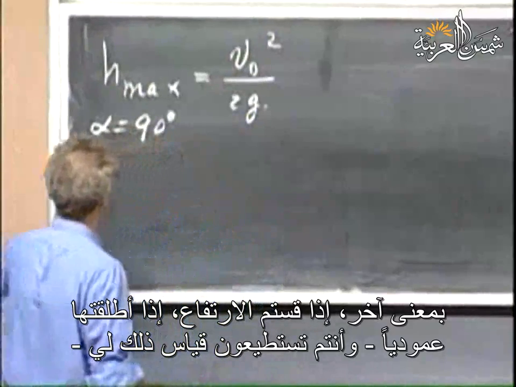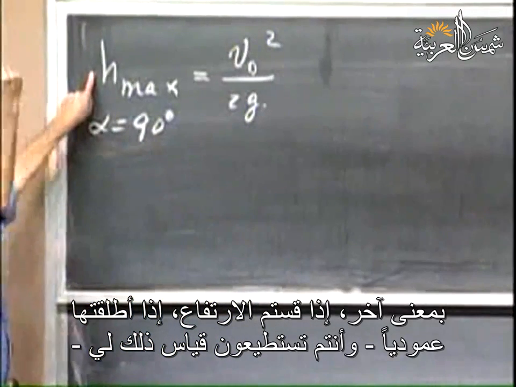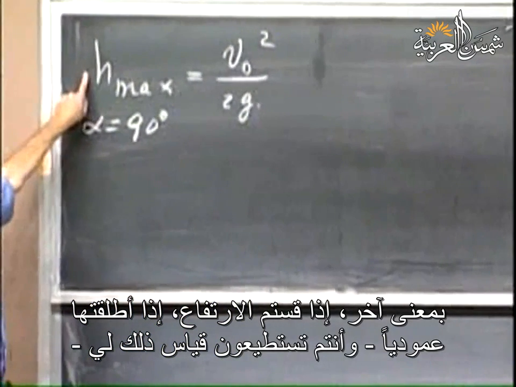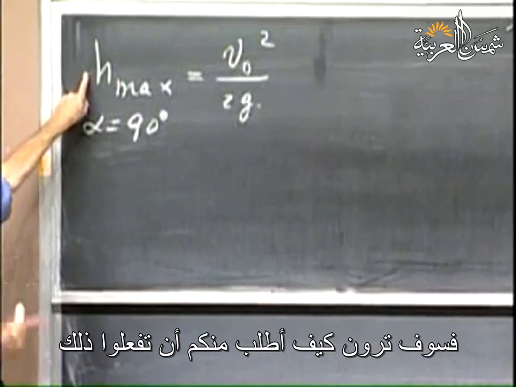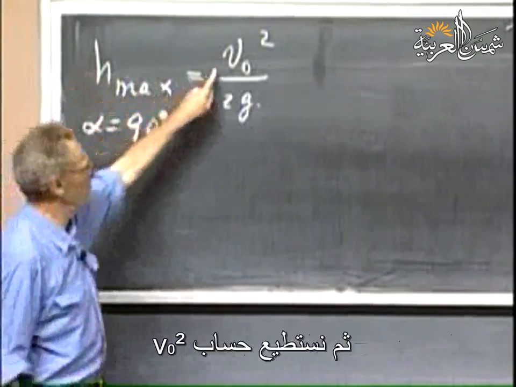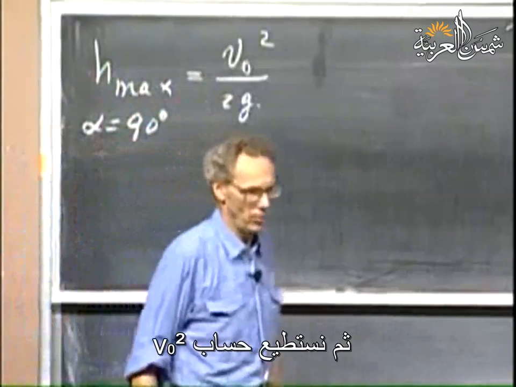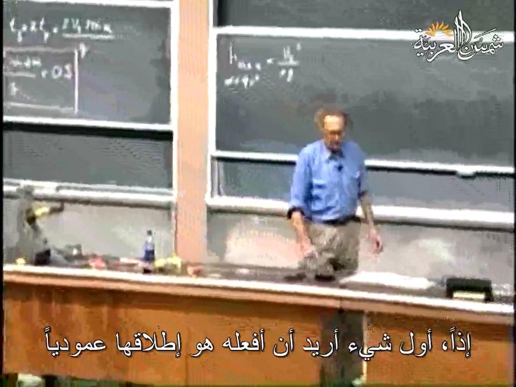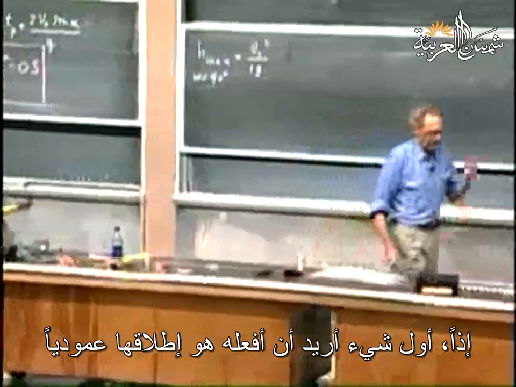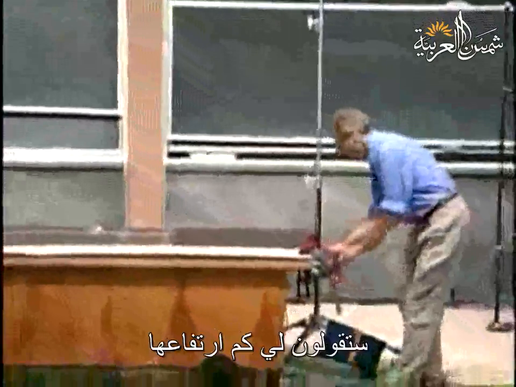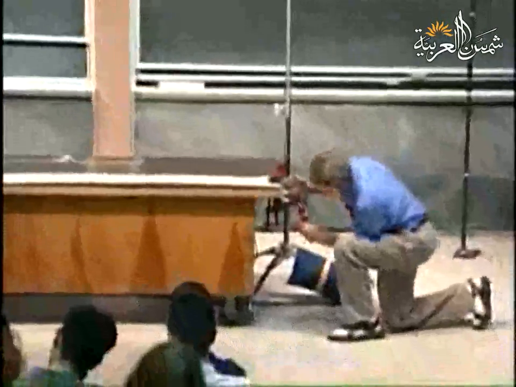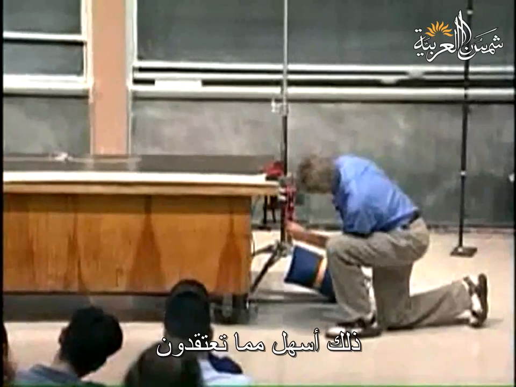In other words, if I measure the height, if I shoot it up vertically, and you can measure that for me, you will see how I'm asking you to do that, then we can calculate v0 squared. So the first thing I want to do is to shoot it up vertically, and how are you going to help me to tell me how high it is? That comes easier than you think.